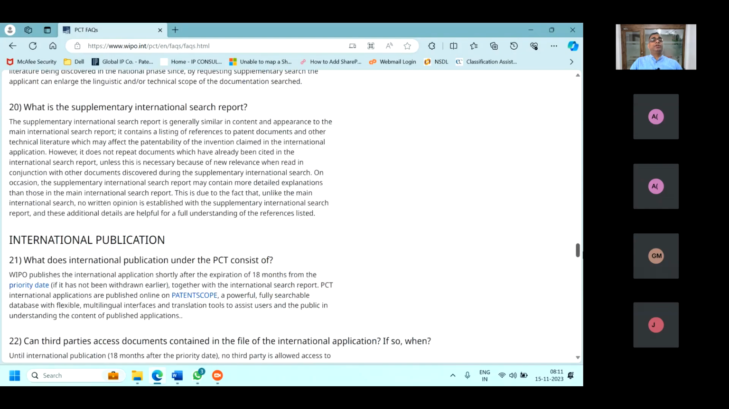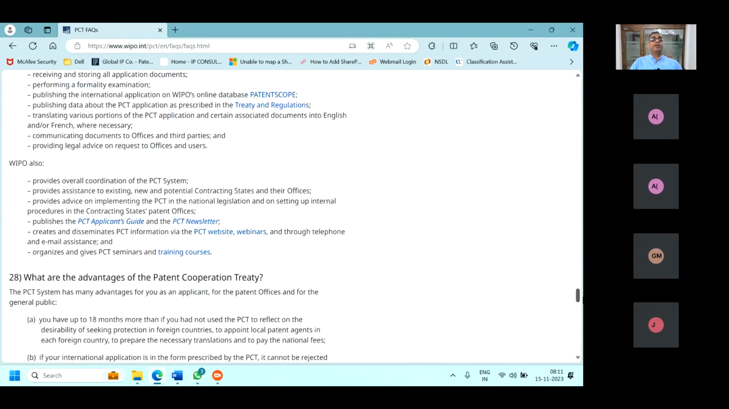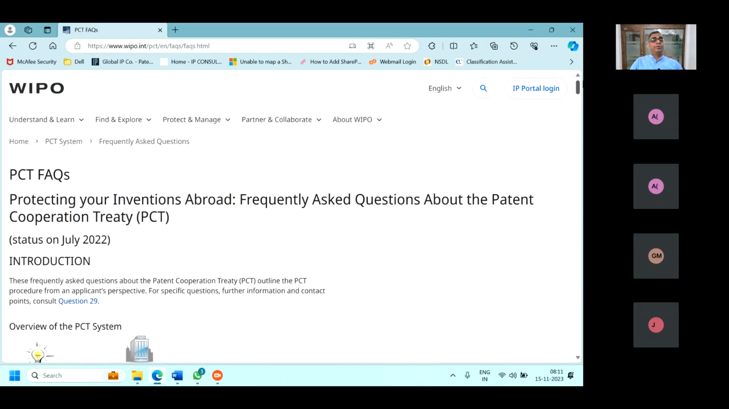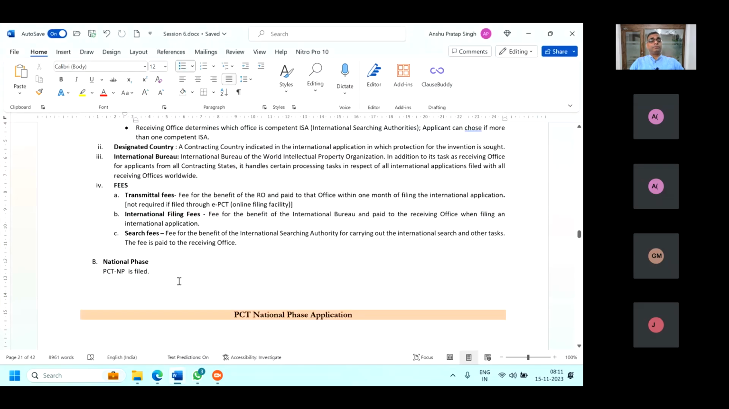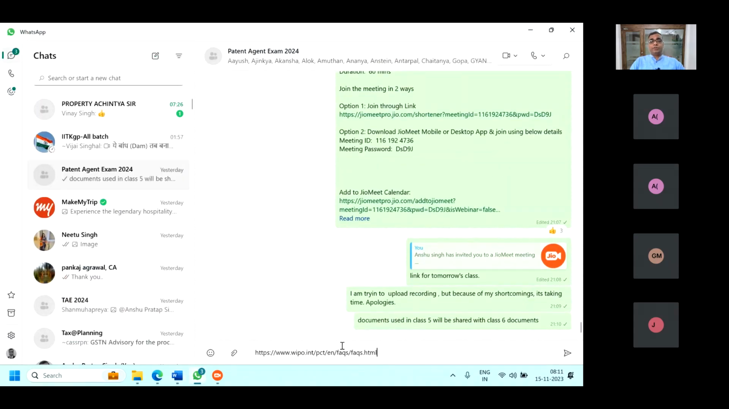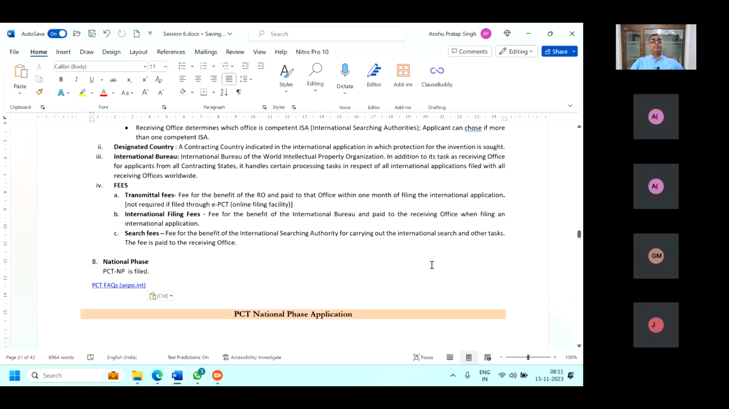Okay, this is what is given. What is the benefit of international patent examination? Just for the sake of your understanding and a general reading, you read it. I'm sharing this link here, in documents as well as on WhatsApp. You can refer to it for your benefit.